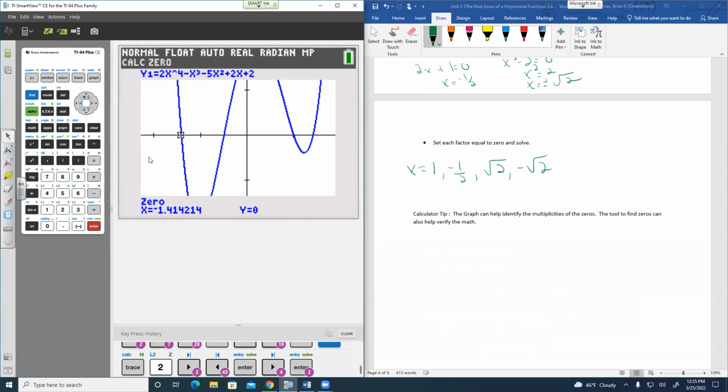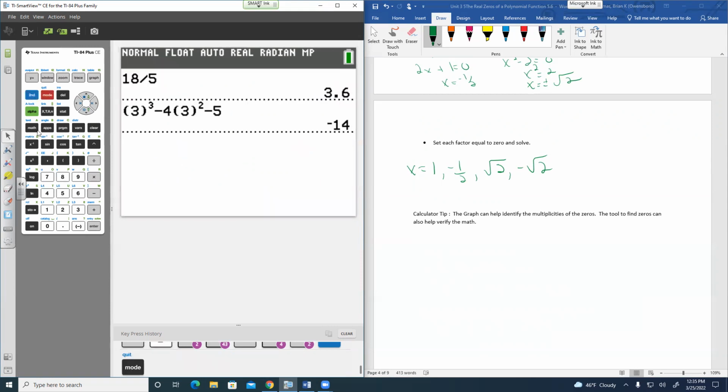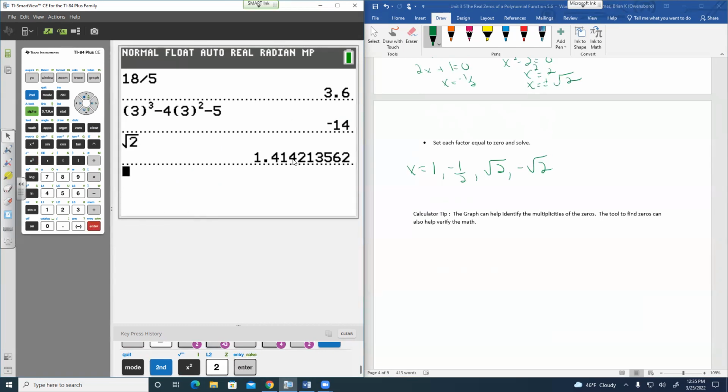I wonder if that's what that square root of 2 is. If I hit second quit and do the square root, which is above the x squared, second square root of 2, hit enter. Notice that does give me this 1.14. So yeah, that's going to be that square root of 2. So I'm seeing those x-intercepts appear in my graph.